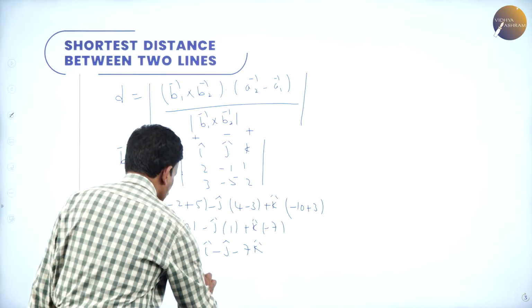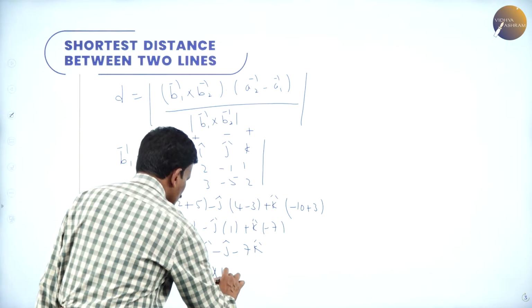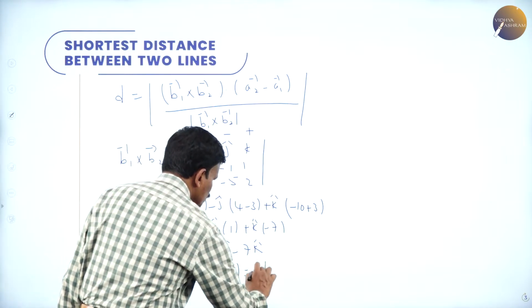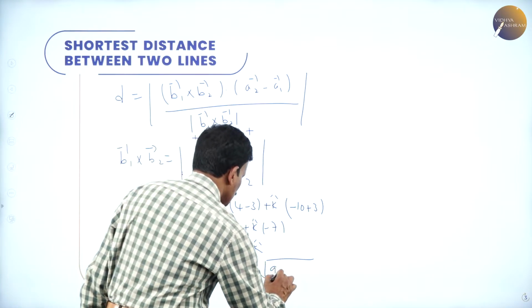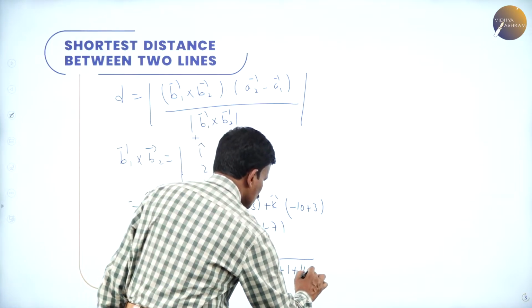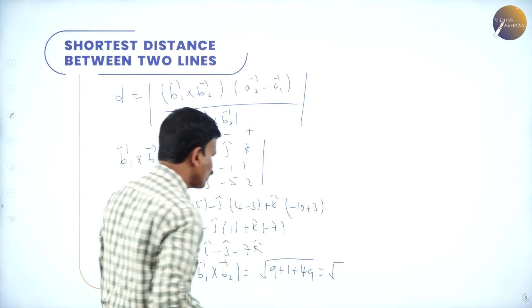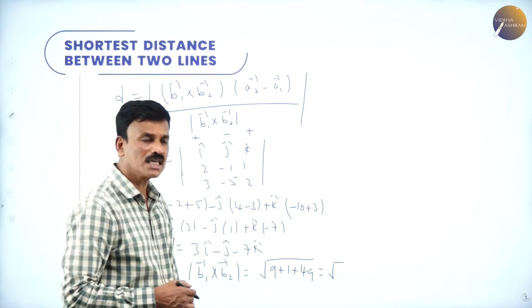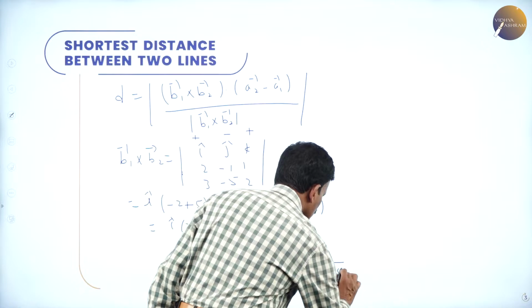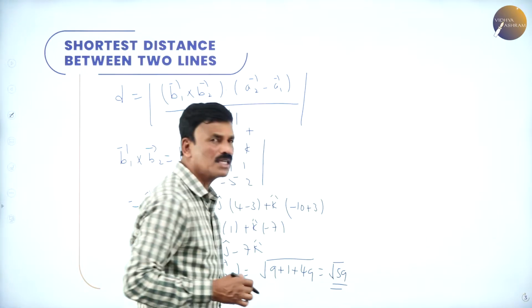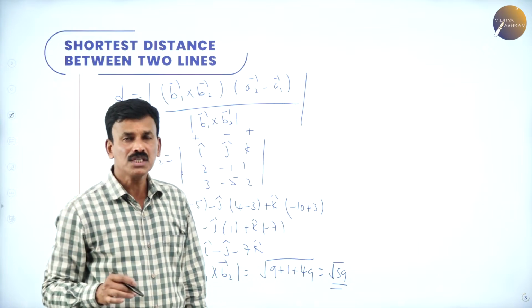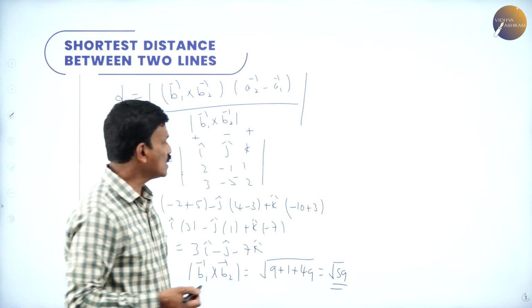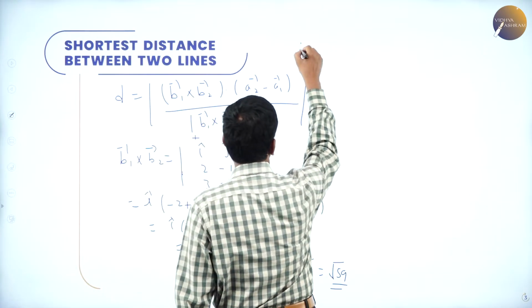Find out the magnitude of this. The magnitude of b1 cross b2 is equal to root of 3 square is 9, plus 1 square is 1, plus 7 square is 49. So 49 plus 1 is 50, plus 9 is 59. So the magnitude of b1 cross b2 is root 59. Followed? Now just find out the vector a2 minus a1.